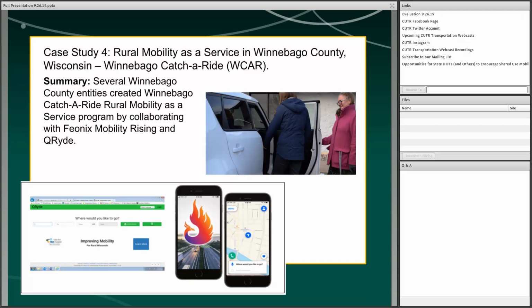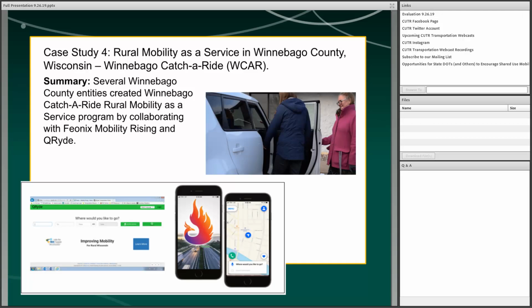For the W-Car program, volunteer drivers will use their personal vehicles to provide ride sourcing-like trips on the Phoenix Mobility Rising platform. Riders will be charged a $2 booking fee and the federal mileage reimbursement rate of 58 cents per mile, and payment from the riders will go directly to the drivers. When the case study was conducted, riders needed to use a call-in number to request rides, but soon a smartphone application was supposed to be developed for riders to request and pay for the rides.